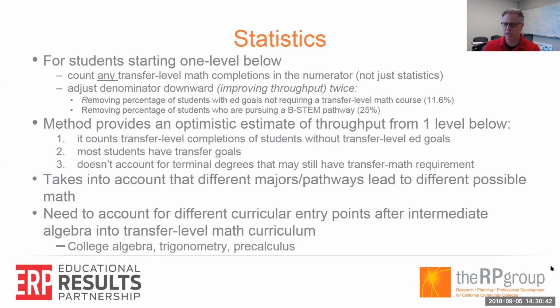So the 75-25 split is also confirmed by national work by the National Center for Education Statistics, which shows that about 20% of national community college students have a STEM program of study intent. So we further reduce the denominator by 25% because we assume that some of these students are actually intending to go into the STEM pathway. So that's why we say, we don't want to underestimate the throughput. It may be a bit of an optimistic estimate of the throughput for the reasons that I've articulated and you can see on your screen.